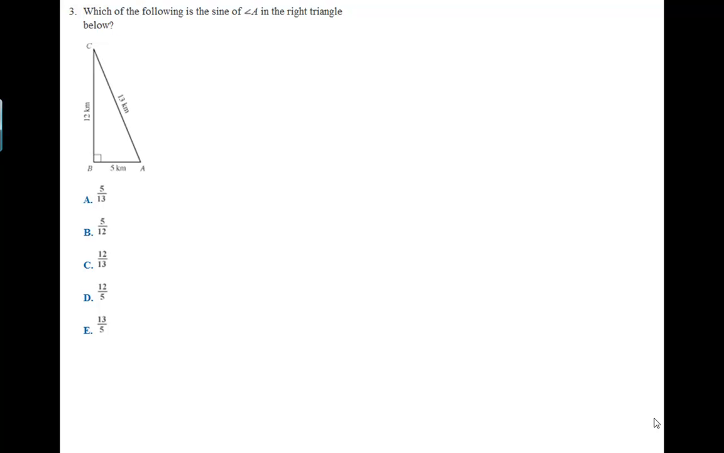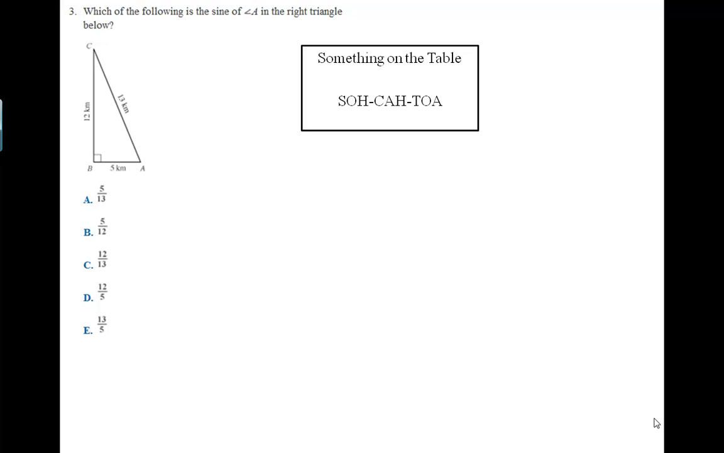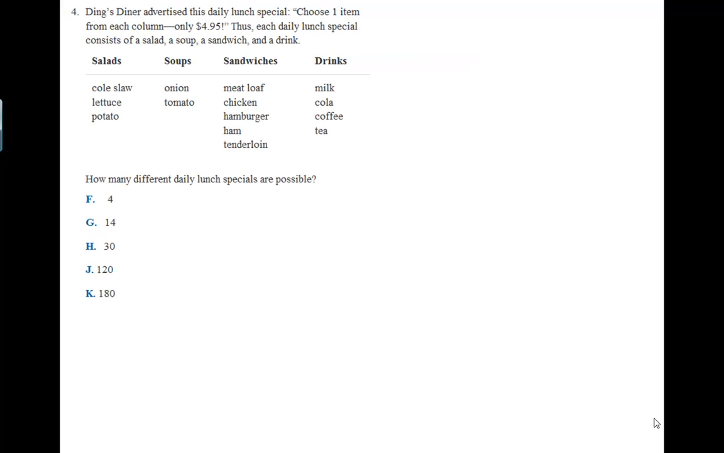Trigonometry, the first thing you do, something on the table. A simple little example, you write down SOH CAH TOA. I didn't used to like this little acronym. I love it now. Well, let's not leave it at that. It says sine of A, so we write down sine of A. Don't just write down sine, write sine of A. And don't neglect to write down opposite over hypotenuse. It makes things easy. The side opposite A is 12. The hypotenuse is 13. It becomes a simple problem. Impossible to get wrong.